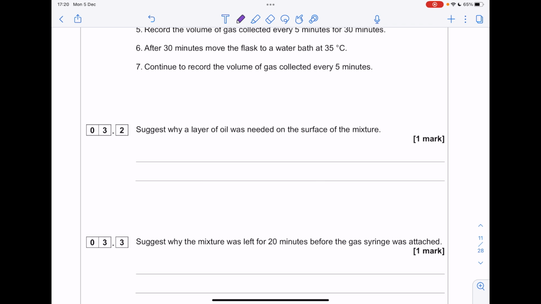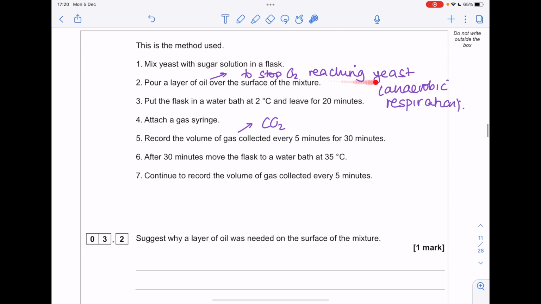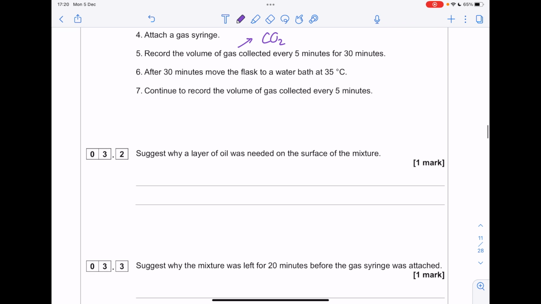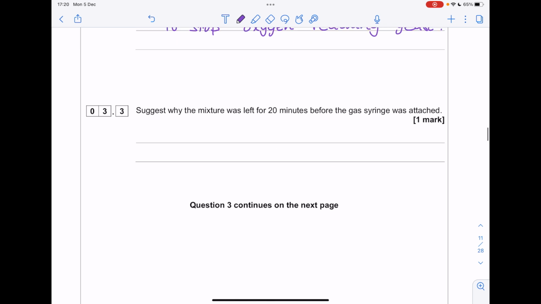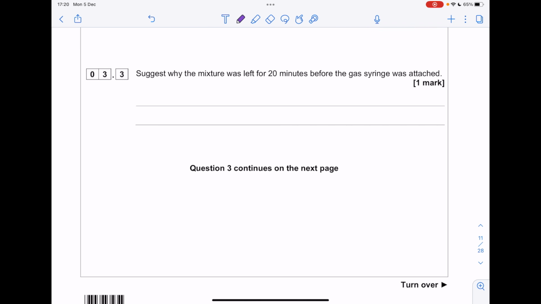Suggest why a layer of oil was needed on the surface of the mixture. There it is. And I've already provided the answer: to stop oxygen reaching the yeast. Suggest why the mixture was left for 20 minutes before the gas syringe was attached. That's mainly to allow the yeast to reach that 2 degrees temperature.